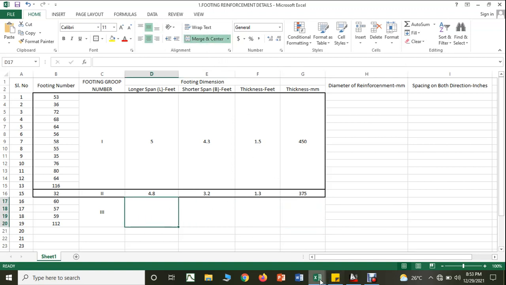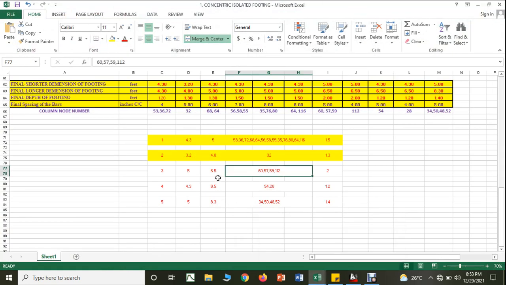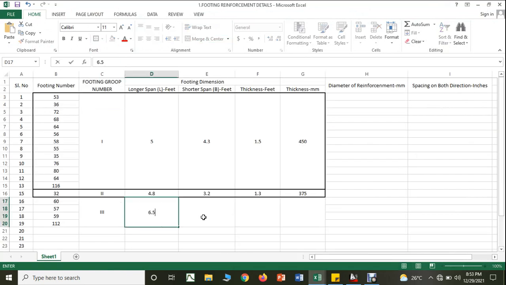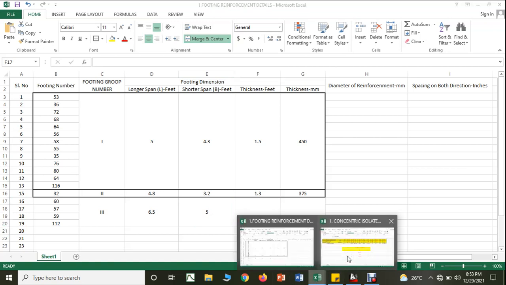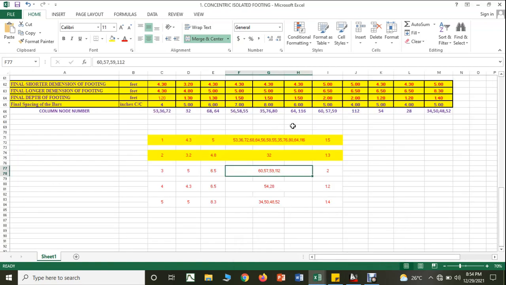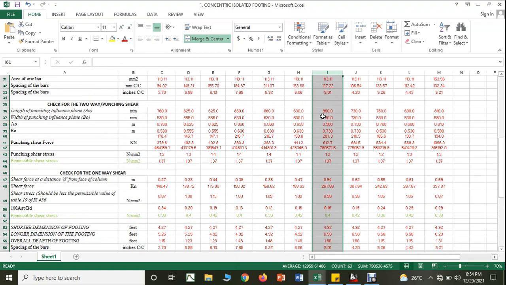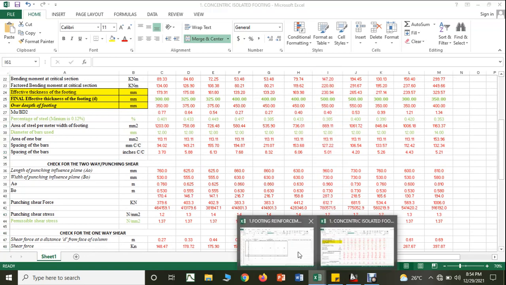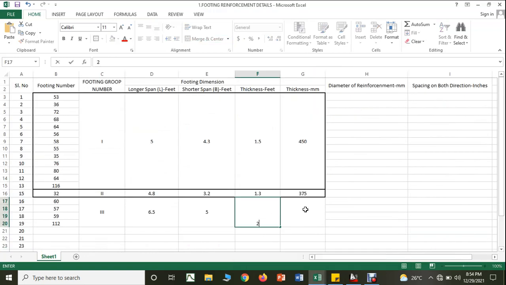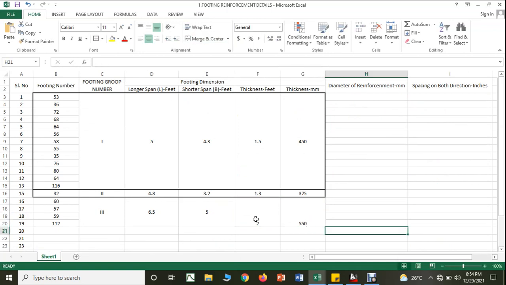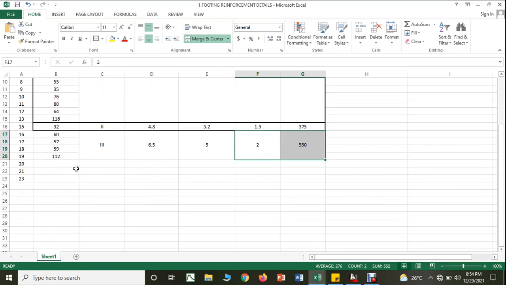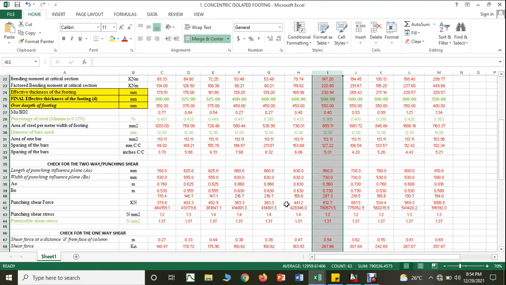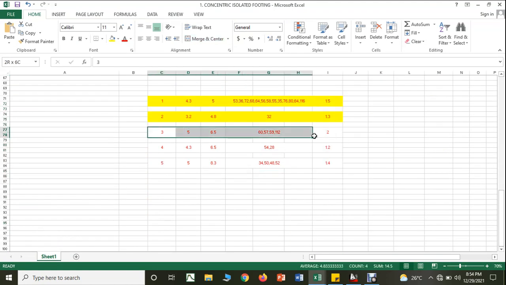So for my third set, what are the dimensions? It will be 6.5 into 5. And what is the thickness? The thickness will be 2 feet, that means it is 550 mm. So the thickness is 2 feet and 550 mm, and that is my third set.